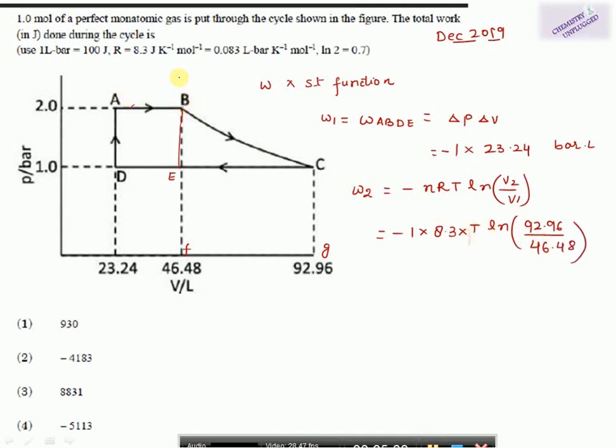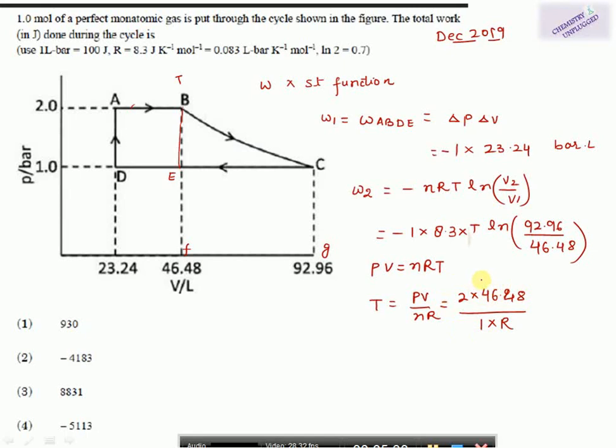Now we have to calculate this T. Suppose T is the temperature at this point B. We can use the formula PV equals nRT, because it is acting as a perfect monoatomic gas, so we can use this ideal gas equation and determine the temperature. Temperature is equal to PV upon nR. P is the pressure, that is 2 bar at this point B, and the volume is 46.48 liter, and n is equal to 1, and we will write R as it is.